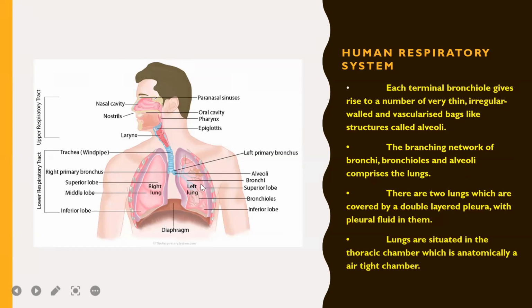We have a pair of lungs, which are covered by a double-layered pleura. The covering of the lungs is called pleura. This is one layer and this is another layer. In between the two layers, there is a fluid which is called pleural fluid.